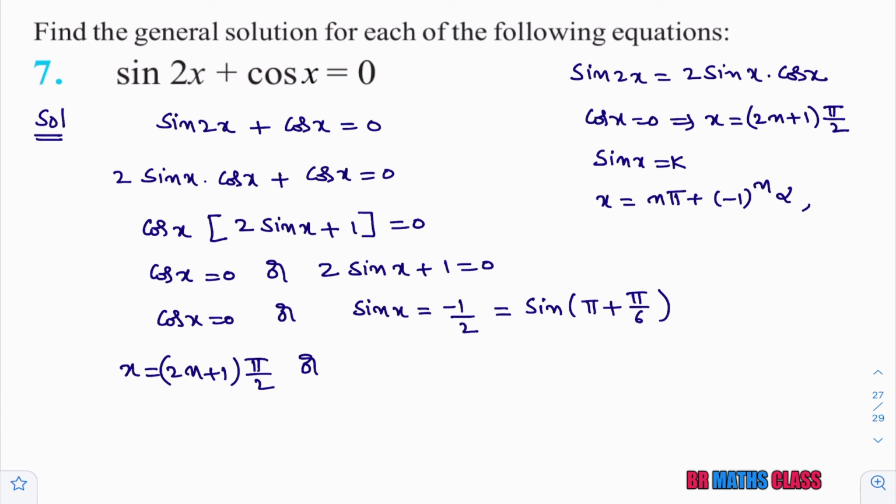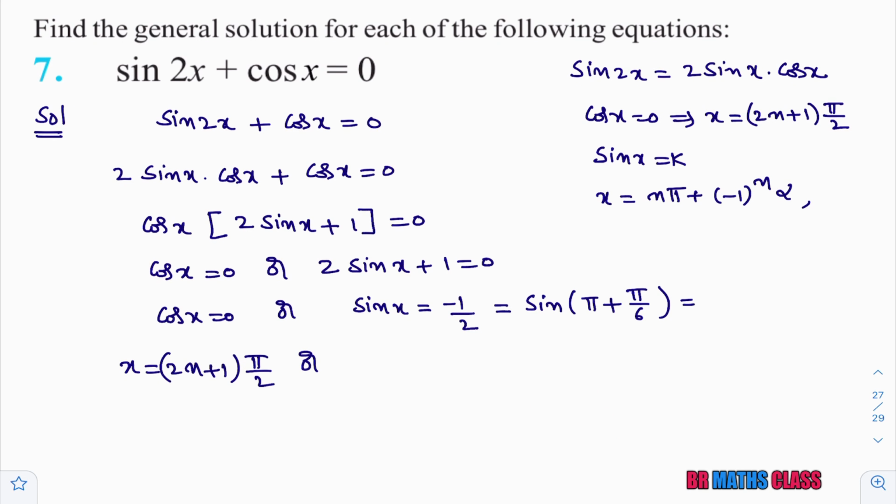If you want, you can just calculate this. As pi is there, sine remains sine only. This is sine pi by 6, right? Pi plus theta lies in the third quadrant. In the third quadrant, sine is negative. So this is minus sine pi by 6. Pi by 6 means 30 degrees. Sine 30 degrees value is 1 by 2. I hope you are understanding.